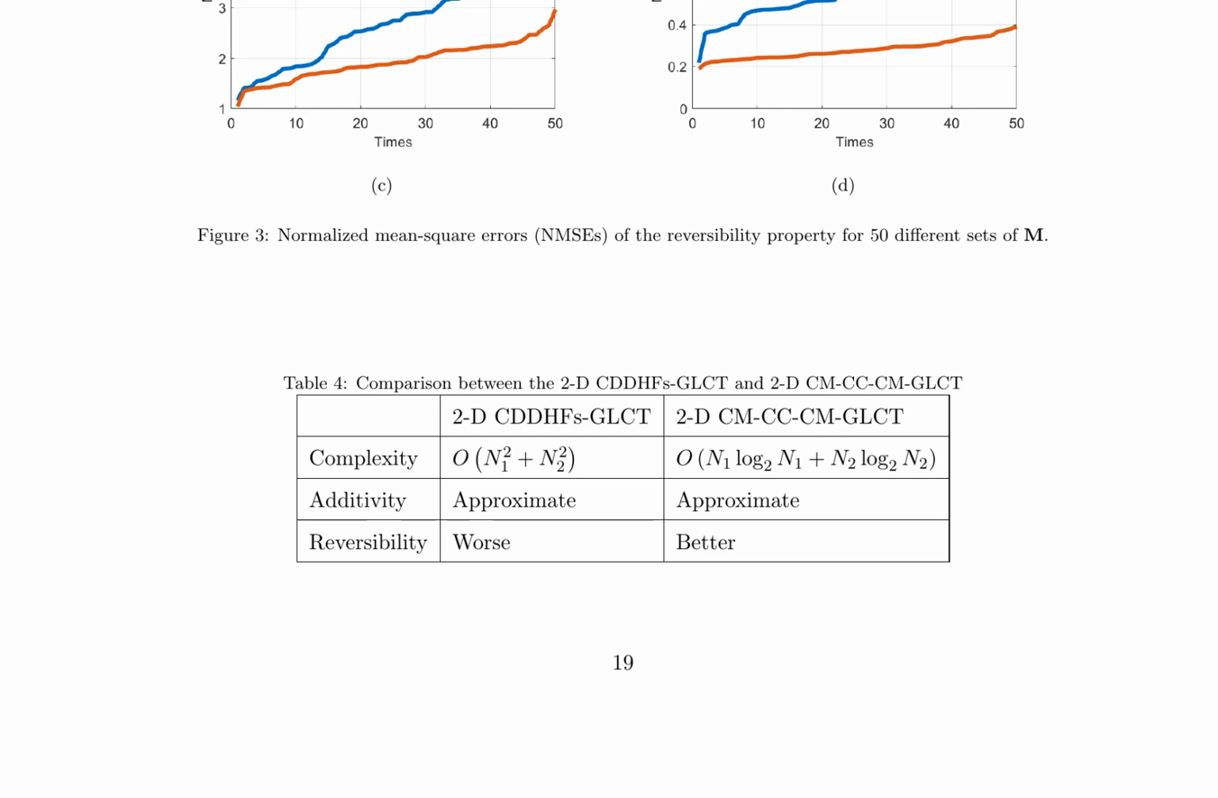The 2D CDDHFs-GLCT exhibits a higher complexity but better reversibility compared to the 2D CM-CC-CM-GLCT, demonstrating the trade-offs between computational complexity and performance in the context of the research.